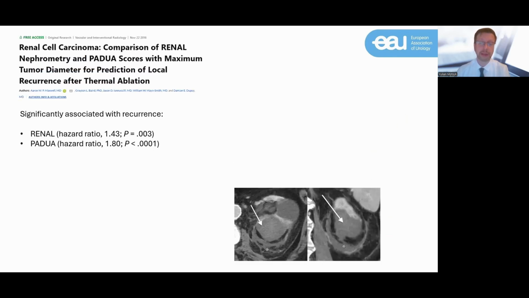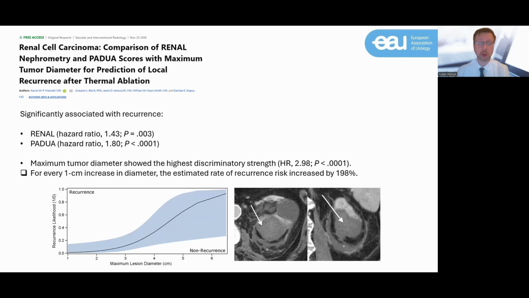Nephrometry can also correlate with oncological outcomes. The RENAL score had a hazard ratio of about 1.43 for recurrence, and PADUA a hazard ratio of about 1.80. The maximal tumor diameter was the strongest predictor. For every 1 centimeter increase in diameter, the estimated recurrence risk increased by almost 200%.